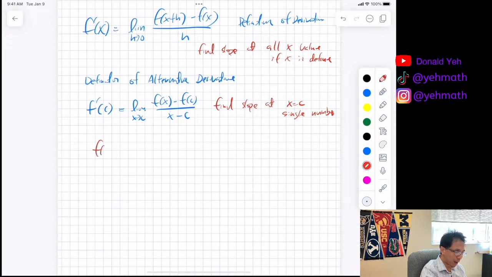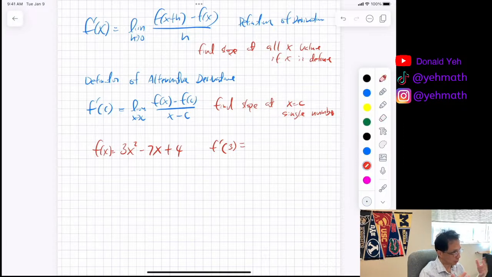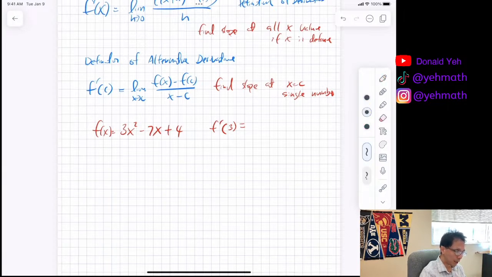Let's say I have f of x equal to 3x squared minus 7x plus 4, something like this. I don't even think this is factorable, but that's okay. I want to find f prime of, pick a number between 1 and 3. Okay, let's pick 3. So we're going to find f prime of 3. We can use the definition of derivative, but we can also use the alternative definition. I'm going to teach you how to use that today.